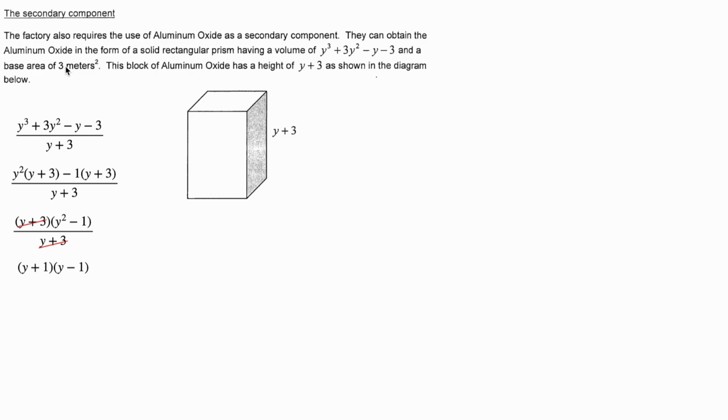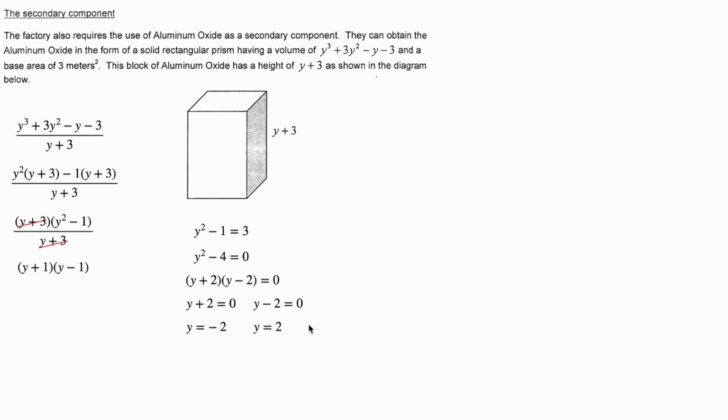We know that the area of the bottom must be 3. This times this must be 3. I'm just going to say y squared minus 1 is equal to 3. Subtract 3 from both sides. I get y squared minus 4 is equal to 0. That's difference of squares. Y plus 2 is equal to 0, y minus 2 is equal to 0. Y is equal to minus 2, which doesn't make sense.